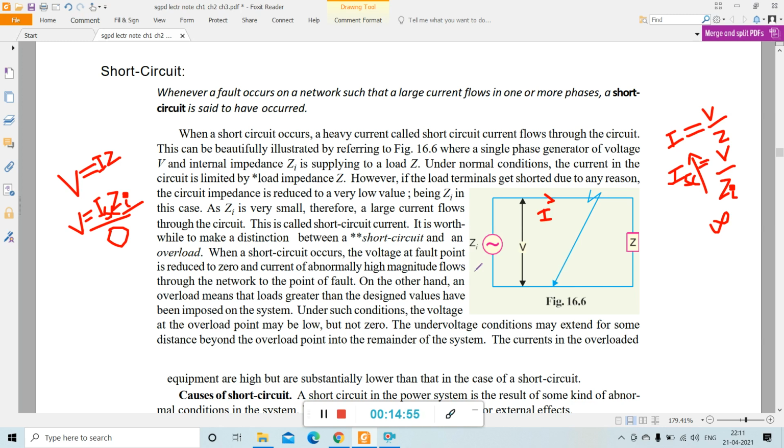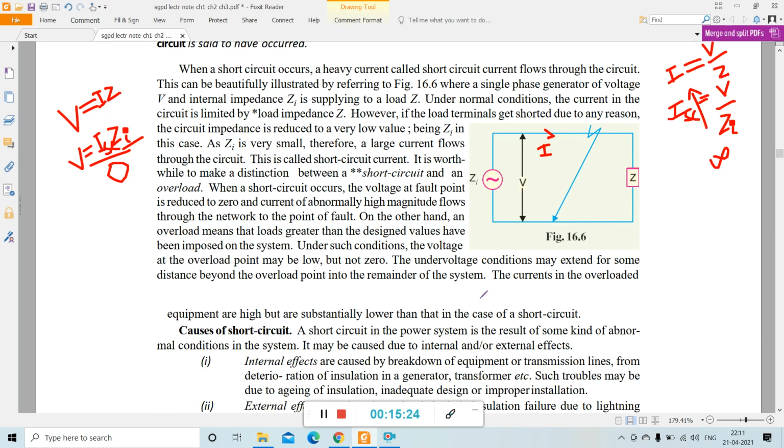Now we understand overload. Overload means loads greater than the designed value have been imposed on the system. Under such a condition, the voltage at the overload point may be low but not zero. The undervoltage condition may extend for some distance beyond the overload point into the remainder of the system. The currents in the overloaded equipment are high, but the voltage is very low. It is not zero, but it is very low.